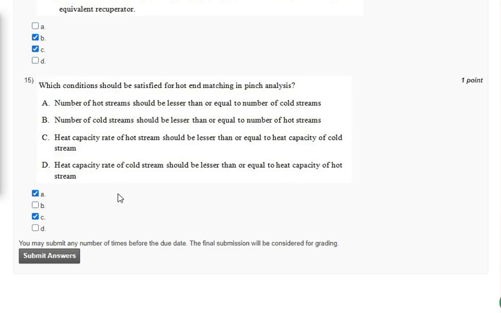Now come to the question number 15, which is the last question. Which condition should be satisfied for hot end matching in pinch analysis? For that A and C options are correct. For hot end, the number of hot streams should be lesser than or equal to the number of cold streams, and heat capacity rate of hot stream should be lesser than or equal to heat capacity of cold stream. So A and C is the correct option for this question.